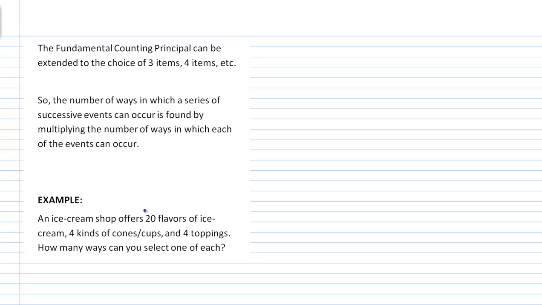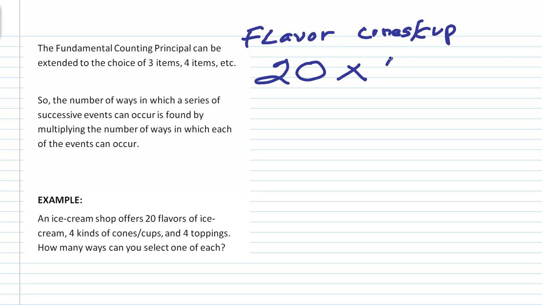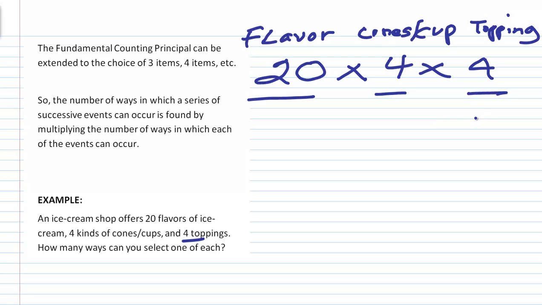An ice cream shop offers 20 flavors of ice cream. First choice, flavor. 4 kinds of cones and cups. Second choice, cones or cups. There's only 4 ways to do that. And 4 toppings. Last choice is a topping. So we have 20 ways for the first choice, 4 ways for the second choice, 4 ways for the third choice. So the total number of ways we can make our ice cream is 20 times 4 times 4. That is a total of 320 ways.